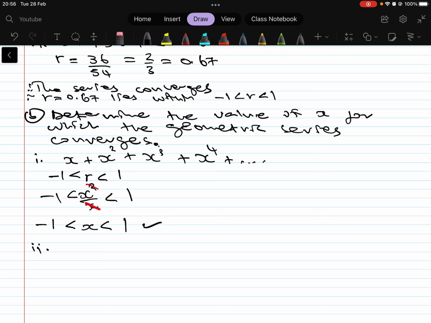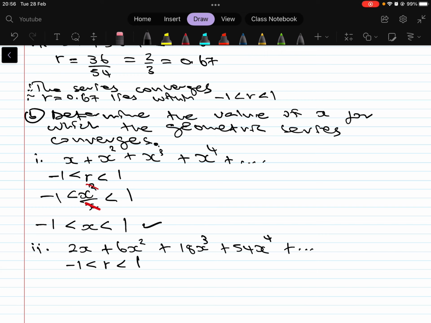Secondly, example 2, you are given the series 2x plus 6x squared plus 18x cubed plus 54x to the power 4 plus ... Okay, again, all you need to do is determine the value of x for which the geometric series will converge. Still, for the series to converge, the r has to be between -1 and 1, that common ratio for the series.